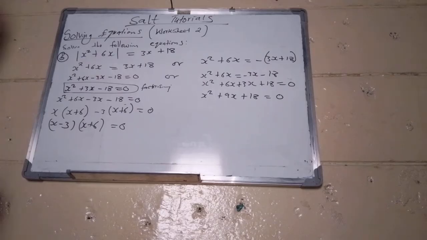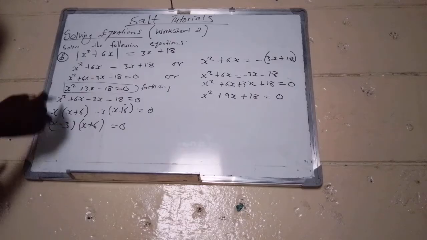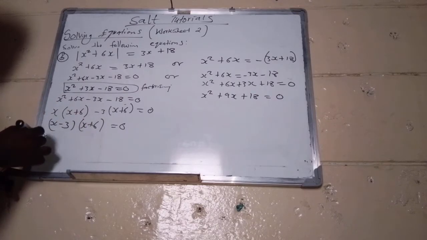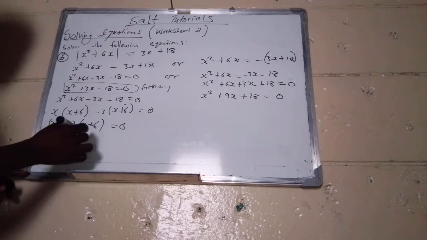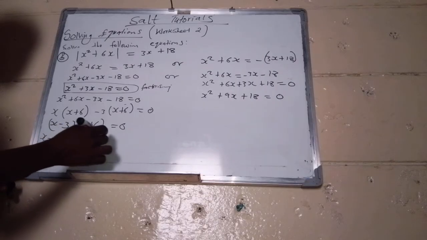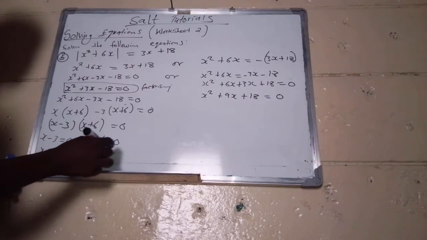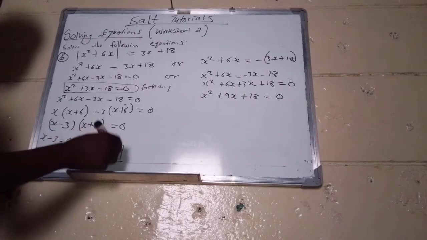Sometimes the question can come where we are asked to solve a quadratic equation by factorizing. So we factorized it, then we can find the values of x. The values of x will be x minus 3 equal to 0 and x plus 6 equal to 0, so that we can have x is equal to positive 3 and x is equal to negative 6. These are the values of x.